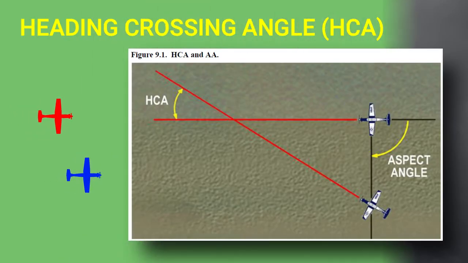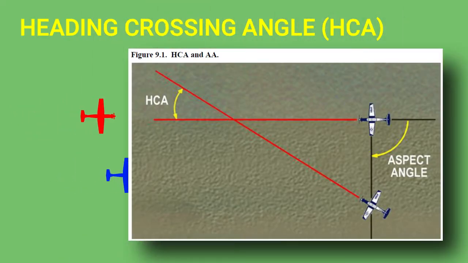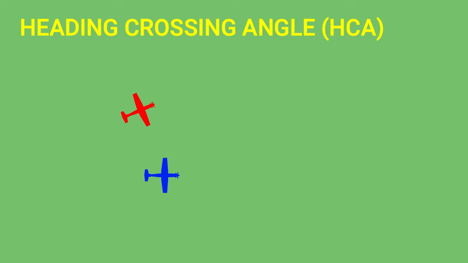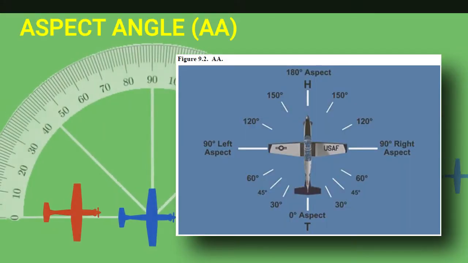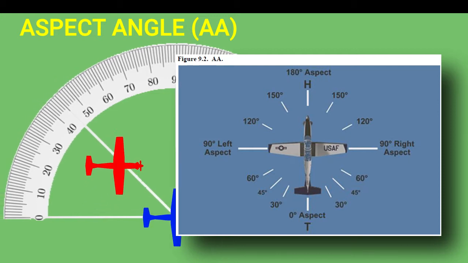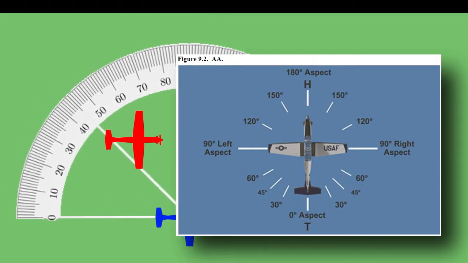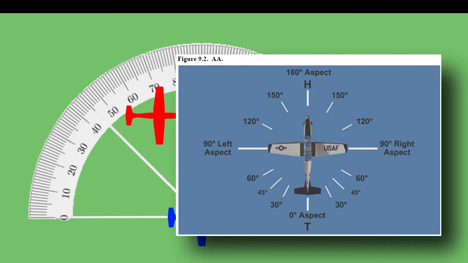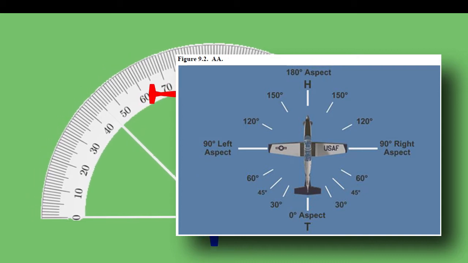Heading crossing angle is the angular difference between the longitudinal axes of two aircraft. Heading crossing angle is also synonymous with the term angle off. Aspect is expressed in degrees off the tail of the reference aircraft, commonly expressed in multiples of 10. Aspect angle is not a clock position and is independent of aircraft heading.